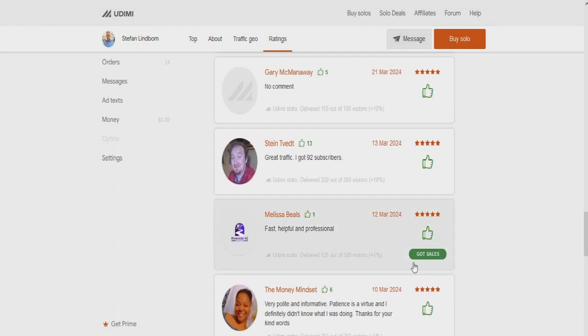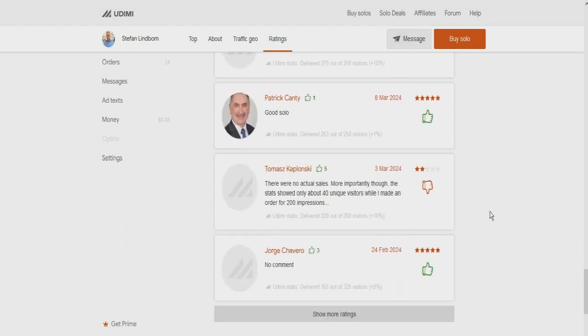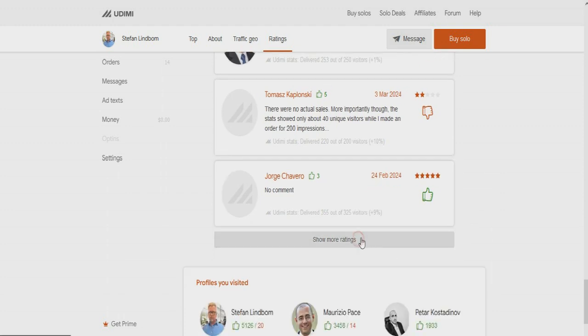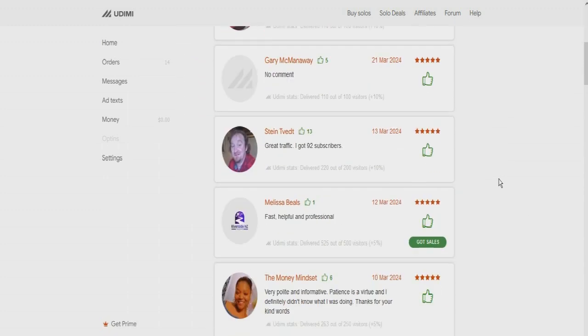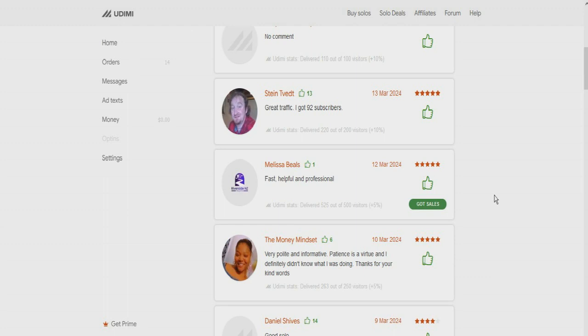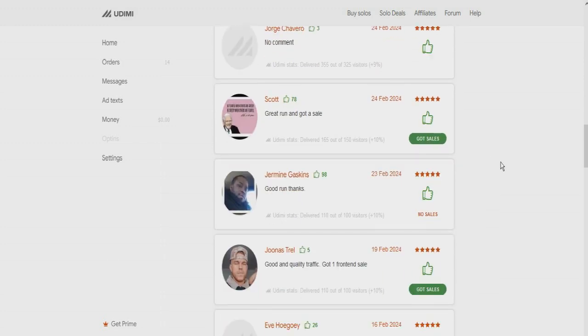And when they show got sales here, so Melissa Beals on March the 12th, she had sales, and she actually got 525 clicks out of the 500 visitors that she ordered. So there's 5% over that they delivered. Let's see some more ratings. Okay, Melissa Beals again. I think that's actually the same one from the 12th. Okay, some more sales here.